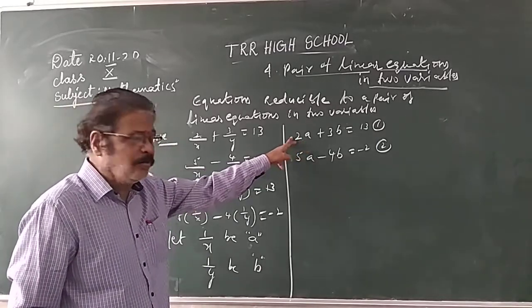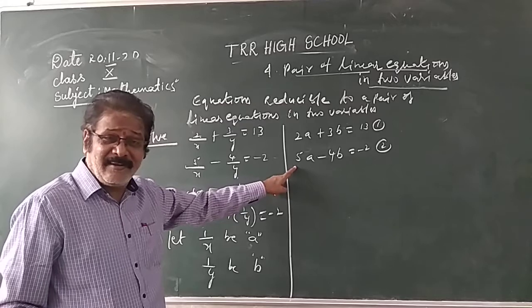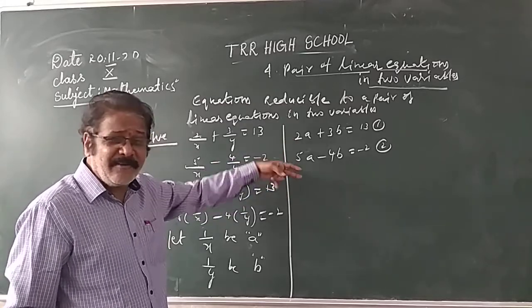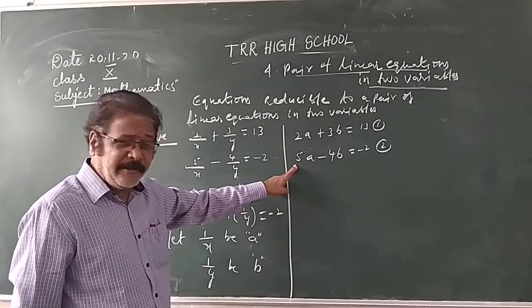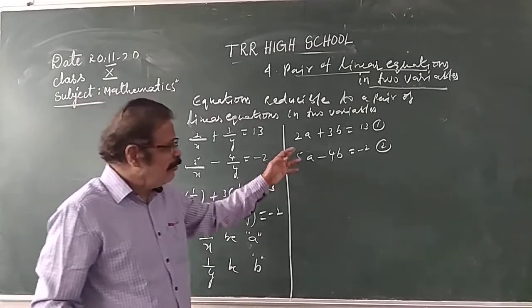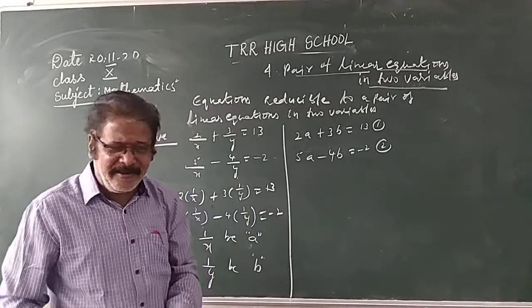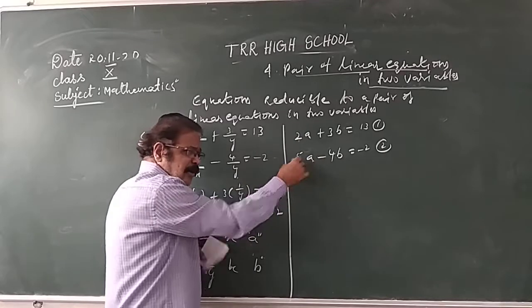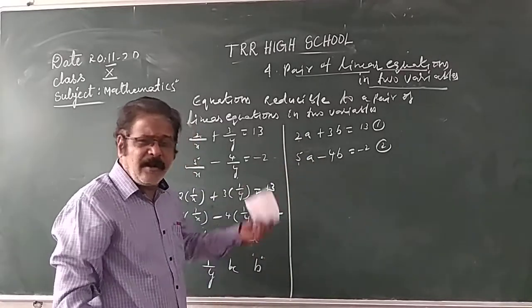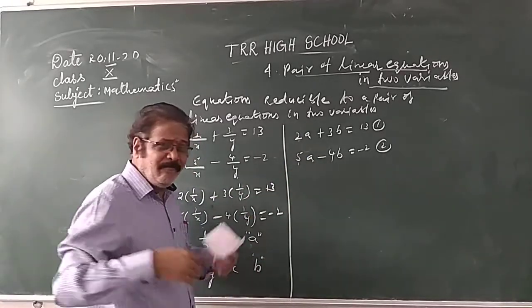The a coefficient, how much here? 2. Here the a coefficient, how much? 5. Not the same, they are different. The a coefficient is 2 here and 5 there. You make them equal. Either the a coefficient or the b coefficient, make them the same.